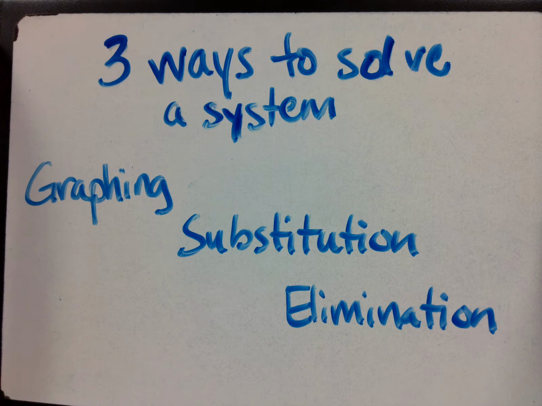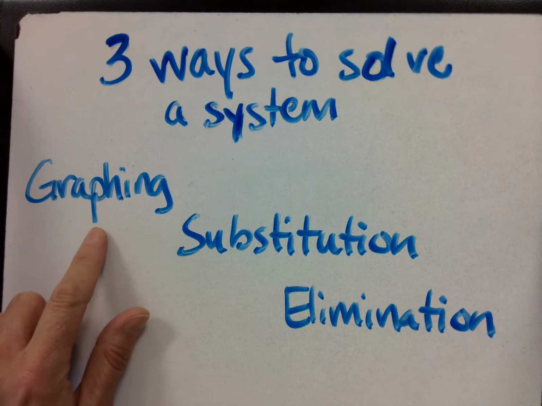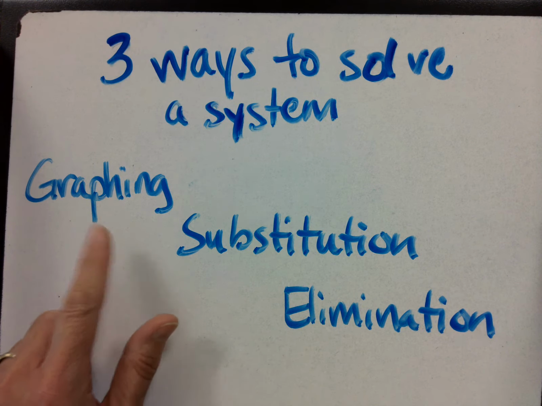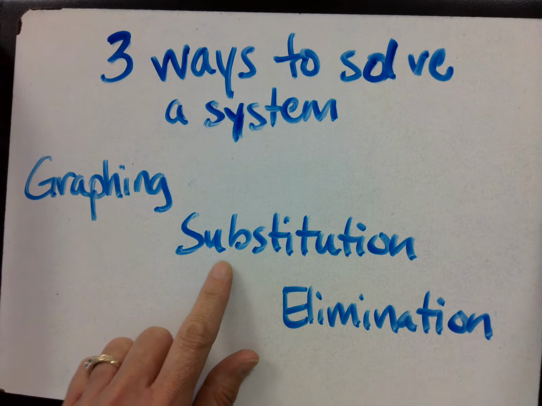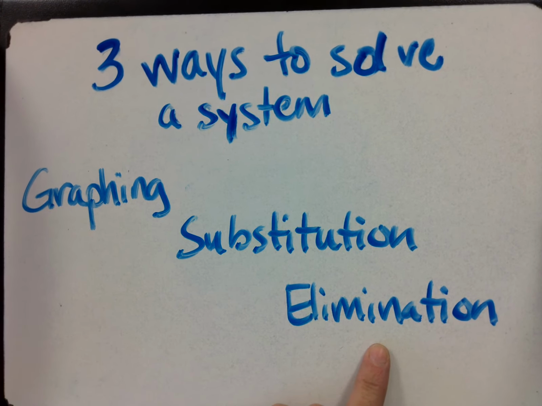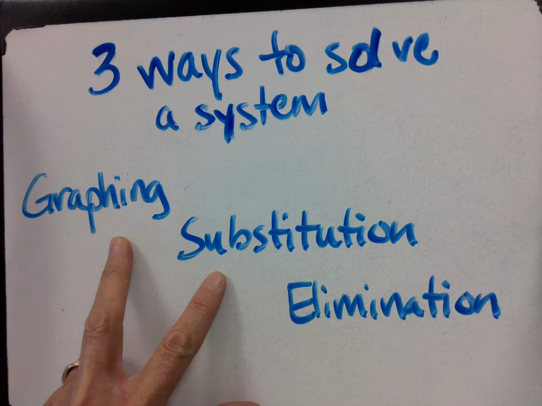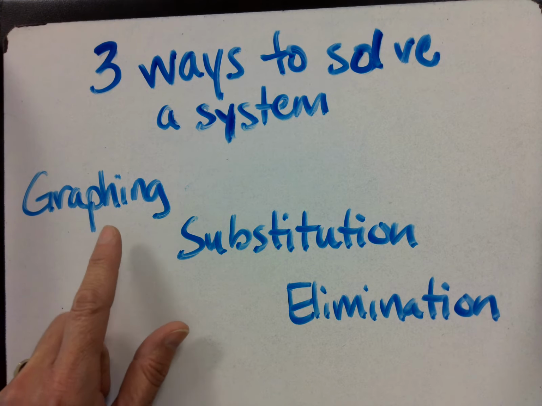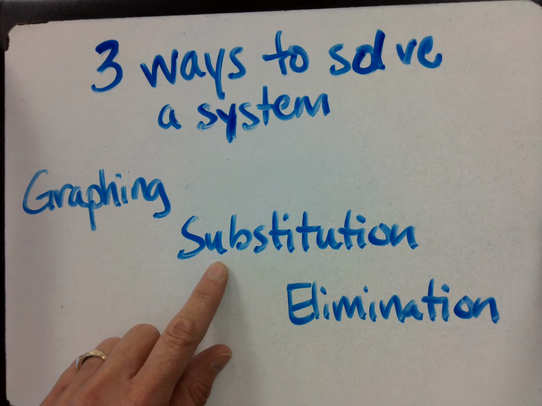Okay, there are three ways to solve a system: graphing, substitution, and elimination. We're going to start with graphing, then we're going to go over some substitution, and hopefully we'll get to elimination. But these two for sure, we want to look at these especially. Graphing we'll do just a little bit, substitution we'll do more of.